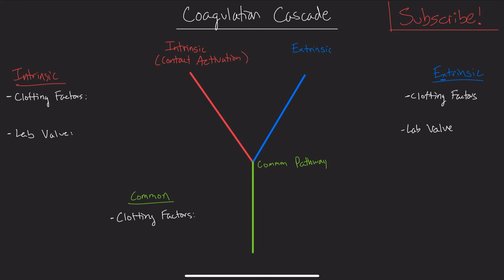What contact activation is, this can be things like endothelial damage, infection, or in the laboratory, they can do it with negatively charged glass beads. So really anything that causes surface damage can initiate the intrinsic pathway.